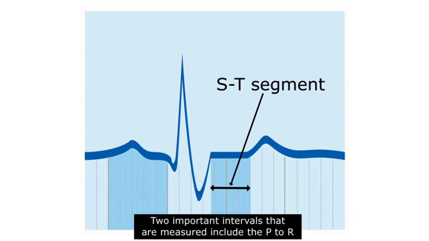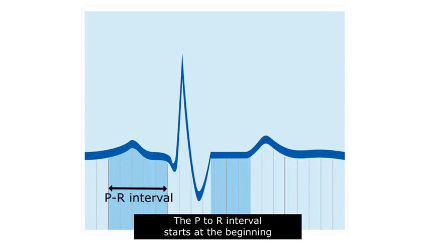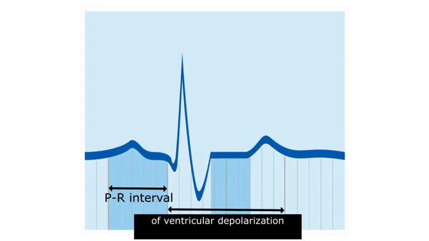Two important intervals that are measured include the P to R and the QT intervals. The P to R interval starts at the beginning of atrial depolarization and goes to the start of ventricular depolarization. The QT interval is the period from the start of ventricular depolarization through ventricular repolarization.